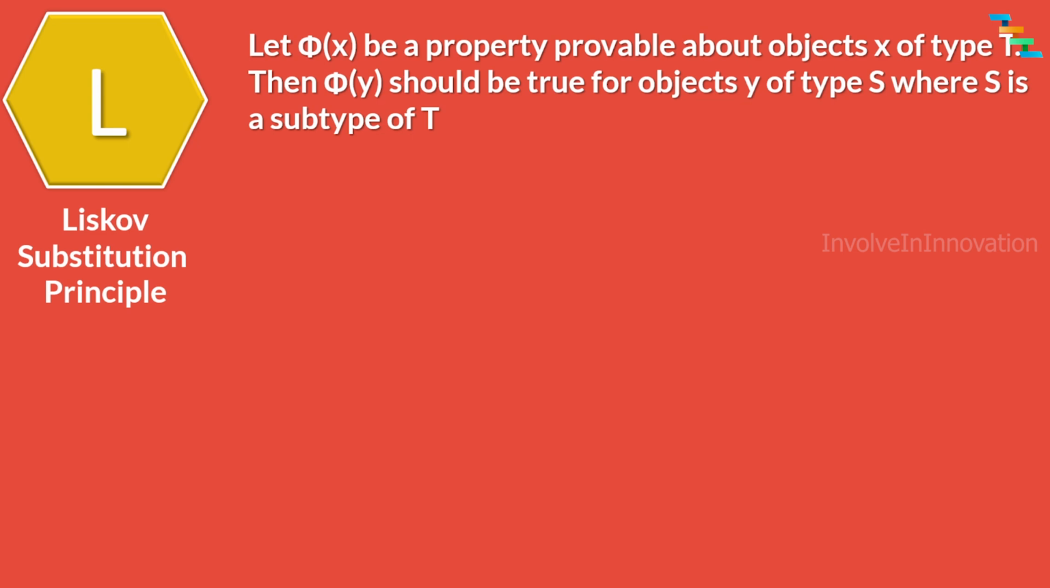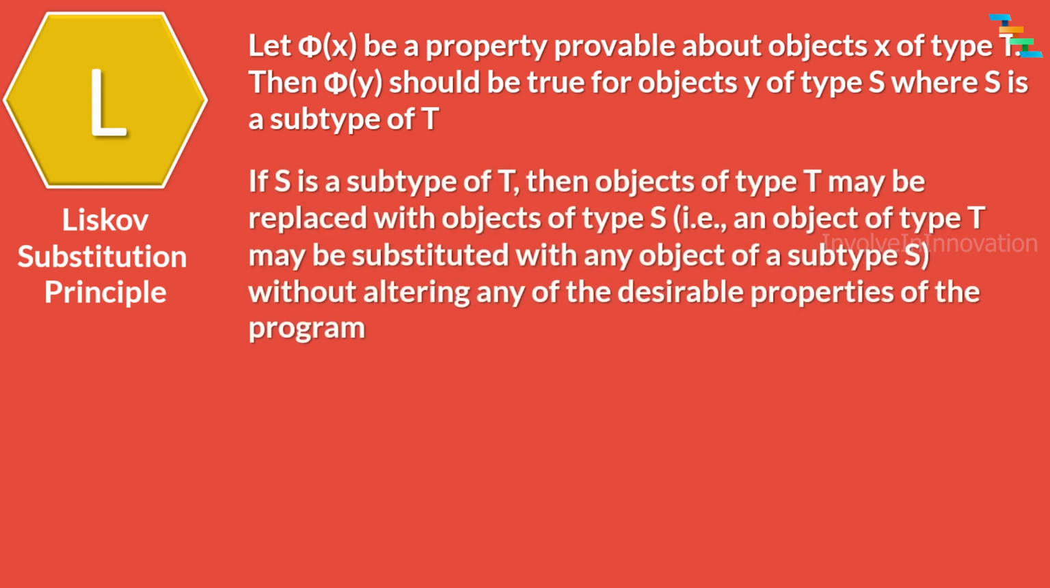This is really difficult to understand, so we have broken it down. This can be reframed as: if S is a subtype of T, then objects of type T may be replaced with objects of type S. That is, an object of type T may be substituted with any object of a subtype S without altering any of the desirable properties of the program. Now this is still confusing, so we will see the same definition with a small diagram.